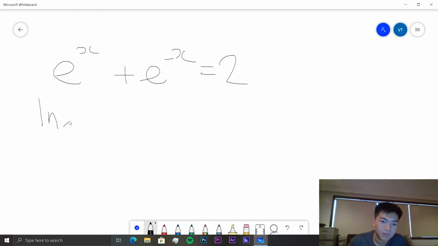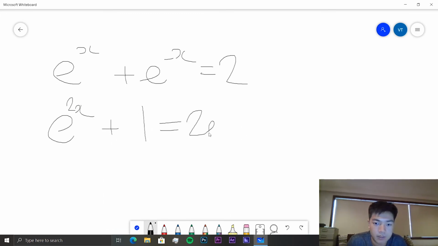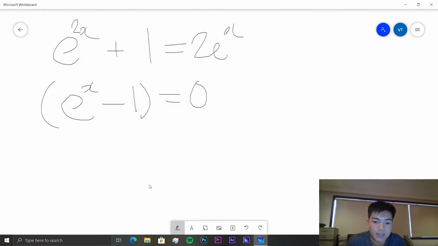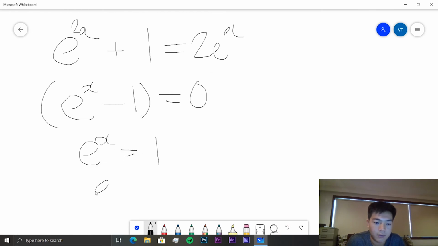So we have ln e^x, which is of course just x. Oh, hold on, wait. No, sorry, the correct way to do it is to multiply everything by e^x. So we have e^(2x) + 1 = 2e^x. So we can factorize this into (e^x - 1)^2 = 0. So e^x = 1. So therefore x = 0. So that would be the answer for this one.